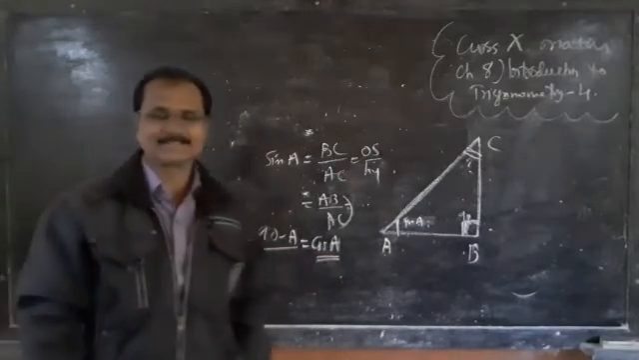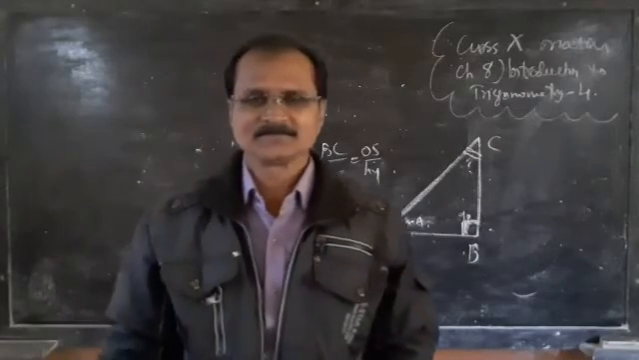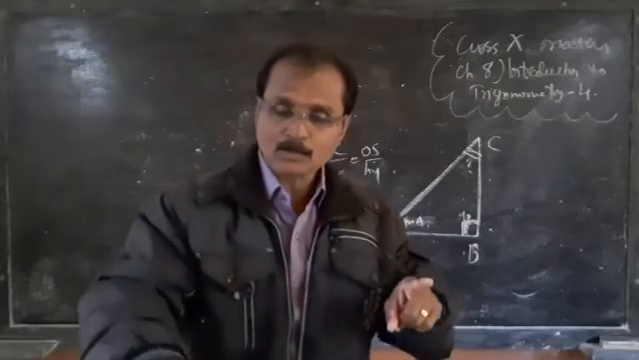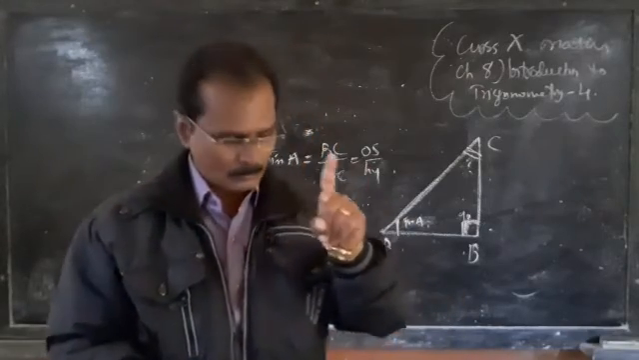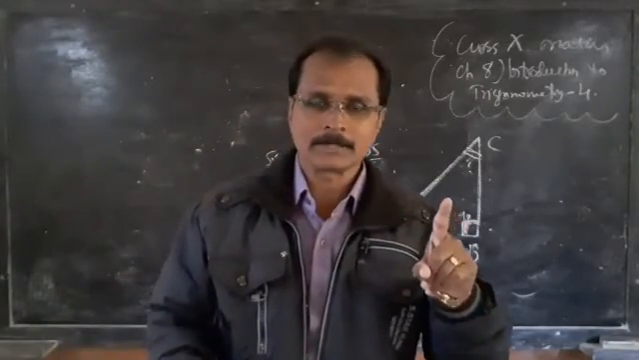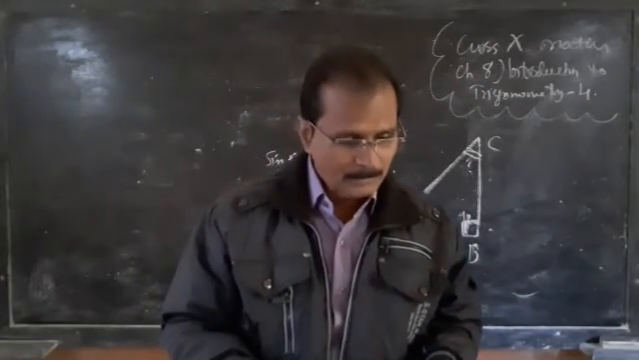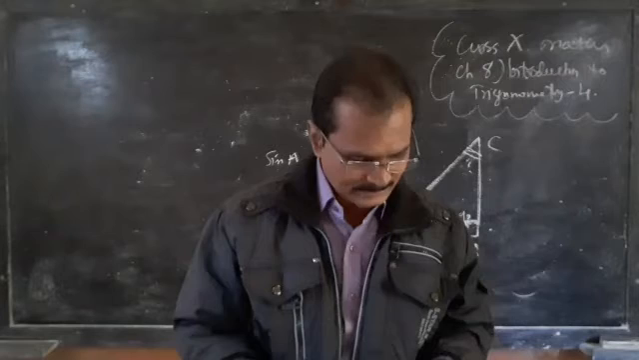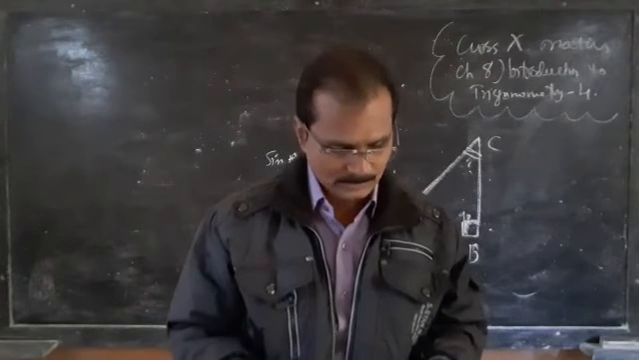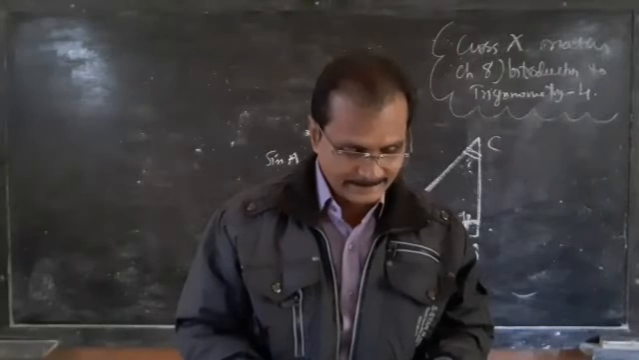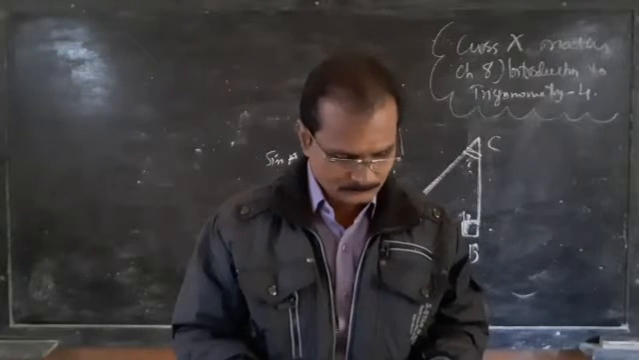Sin 90 minus A equal to cosec. Correct? So I have proved only one ratio, that is sin 90 minus A. In the same way, please take page number 188 and, last, you can see sin 90 minus A, that is cos A.